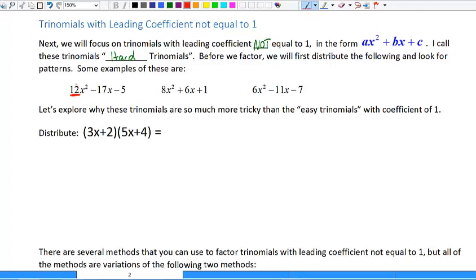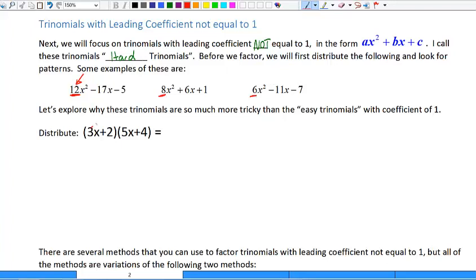Notice this 12x squared, that's not 1x squared, it's 12, it's nothing other than 1. Also, the 12 can't factor out as a GCF, so we're going to have to deal with this 12. Again, the next one's 8x squared, and that's not equal to 1, and then 6x squared, again, that's not equal to 1. So let's first explain why these are so much more tricky than the easy trinomials.